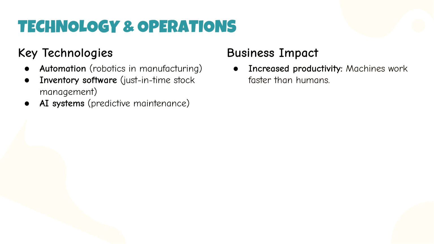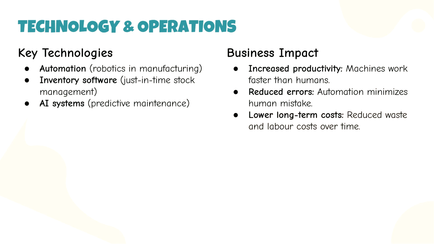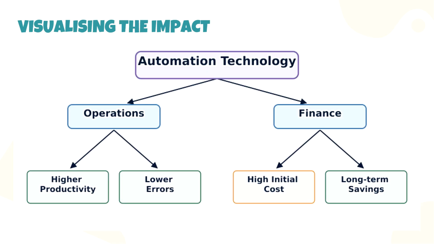So this helps to increase productivity as machines and robots work faster than humans, and they are better equipped at making sure that products are up to standard. First, reduce errors as automation minimizes errors compared to humans doing it. There is also lower long-term costs by reducing waste through the use of robots and labor cost over time. Let's have a look at here. When you have automation technology in your operations, it helps to increase your productivity and reduce your errors at work.